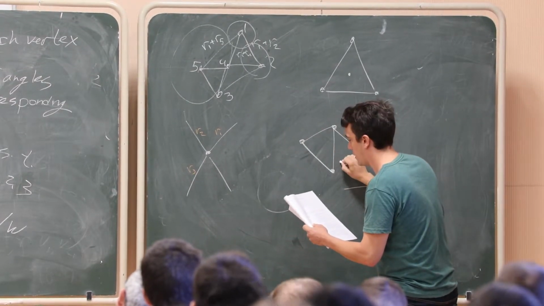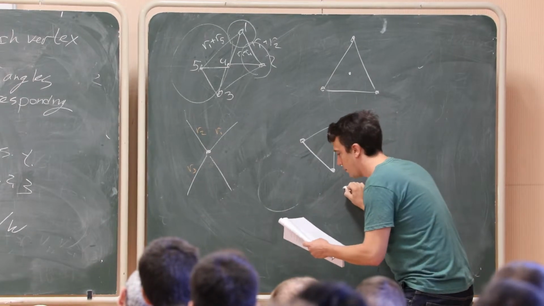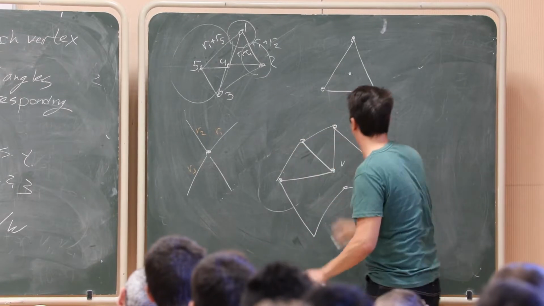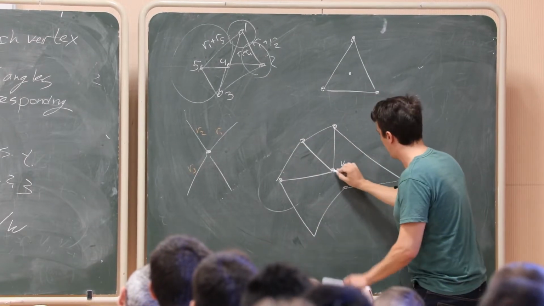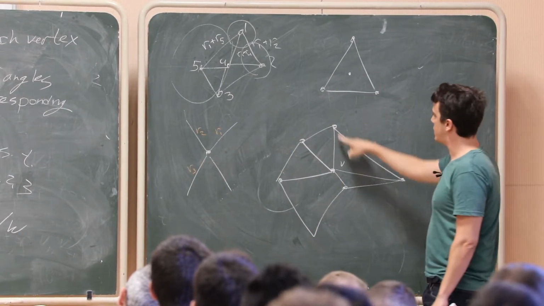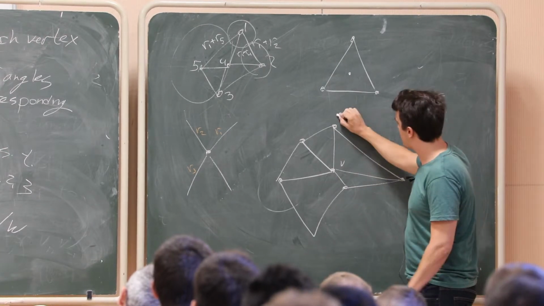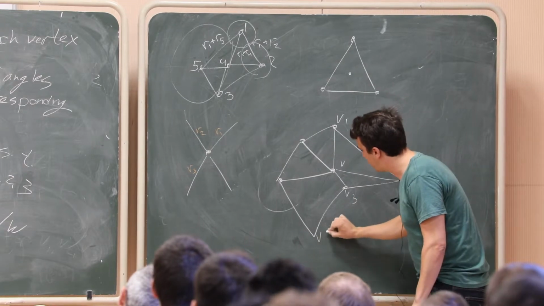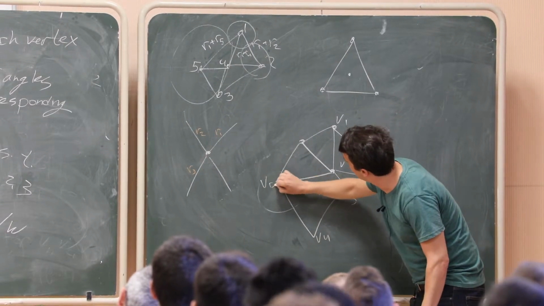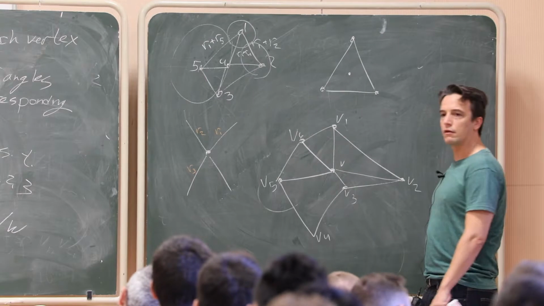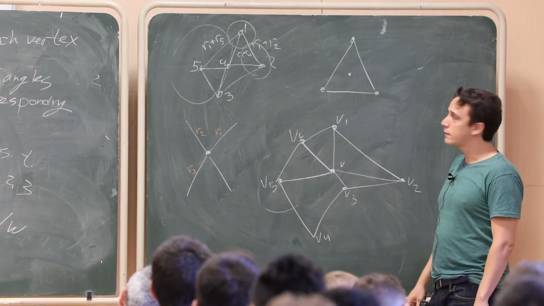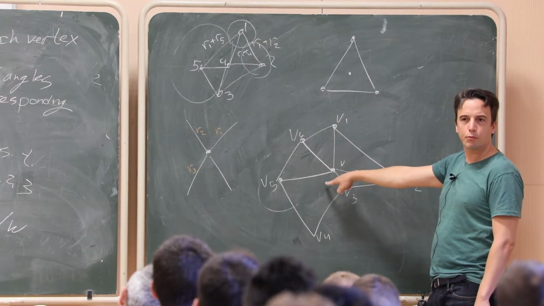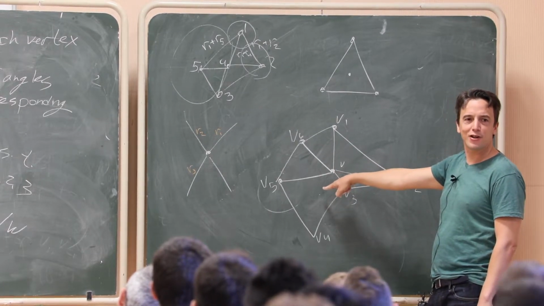So this was some vertex V. I'm copying the drawing that took me a long time to make. And these are the neighbors of the vertex, so let's call them V1, V2, V3, V4, V5, V6. So the fact that the sum of angles was 2 pi, perhaps I did not say that in the general statement.